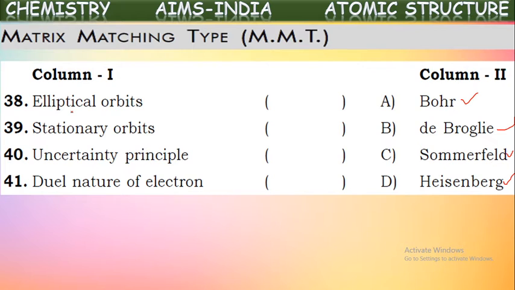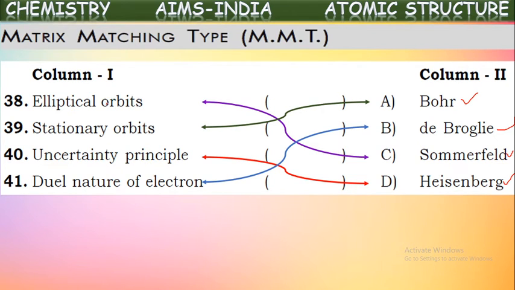Now what will be the correct matching? This is elliptical orbits Sommerfeld, stationary orbits Bohr, uncertainty principle Heisenberg, dual nature de Broglie. This is the correct matching. Observe once.